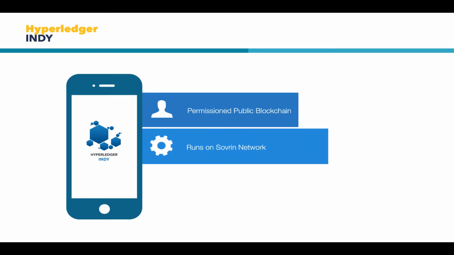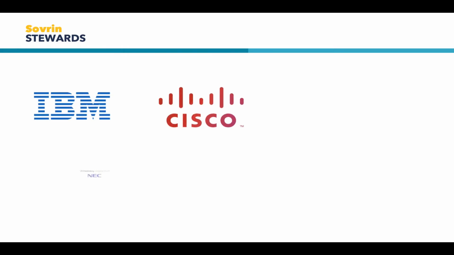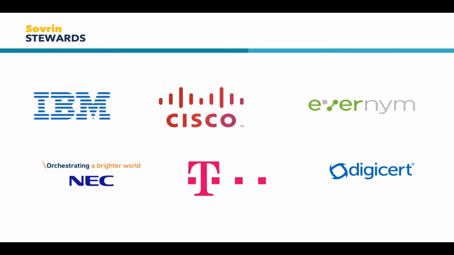It is also running publicly under the Sovrin network. Since it is running on the Sovrin network, the Sovrin Foundation has nominated what we call stewards to maintain the trustworthy state of the network. Some notable stewards that maintain the network include IBM, Cisco, NEC, Deutsche Telekom, Evernym, DigiCert, and a lot more.